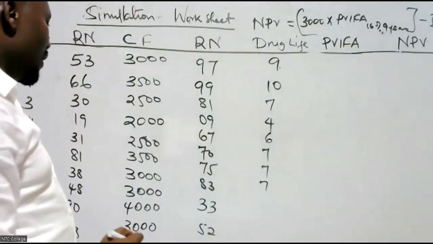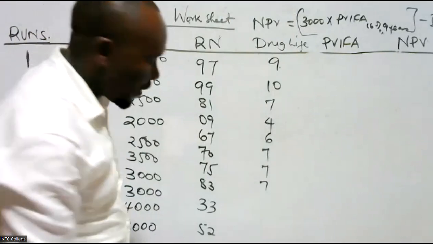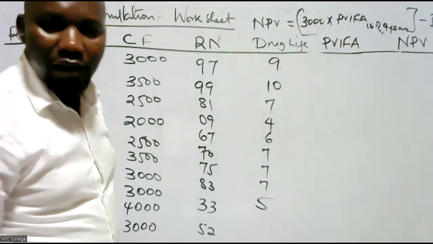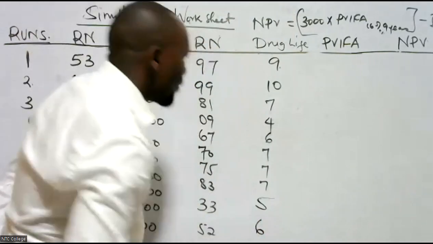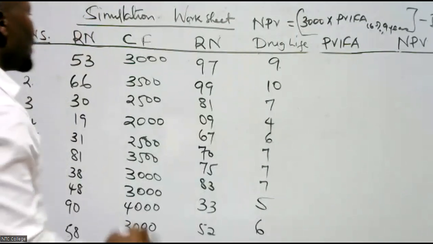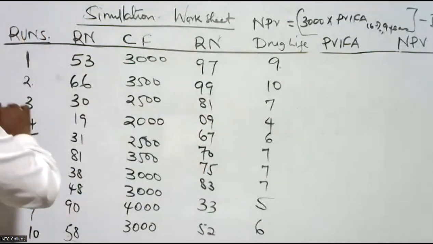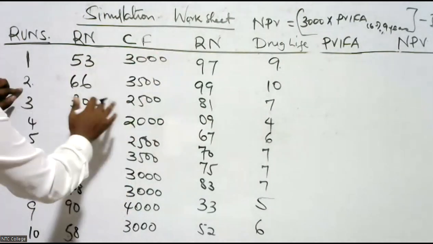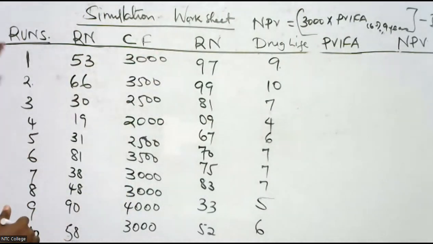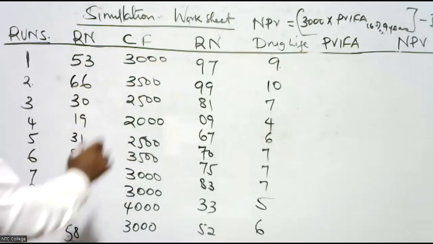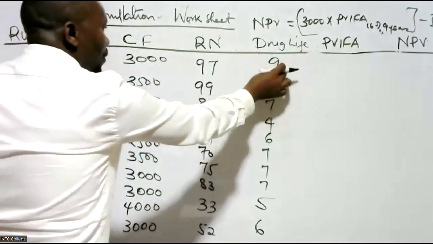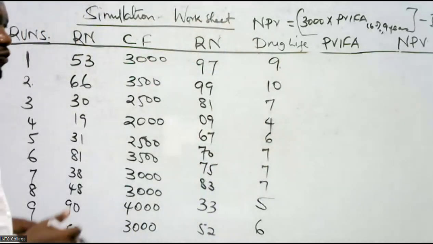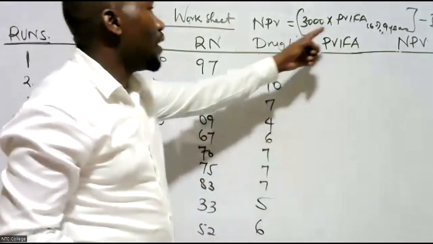So the last one you said is 5, and then the second last is 5, then 6. Thank you. So we agreed these are independent runs. So this is the first trial, you go with it, the second trial, the third, the fourth. Now the first one should give you the NPV, and we have the cash flow, we have the number of periods that we have found that the project or the drug will last. So you can be able to get your PV.